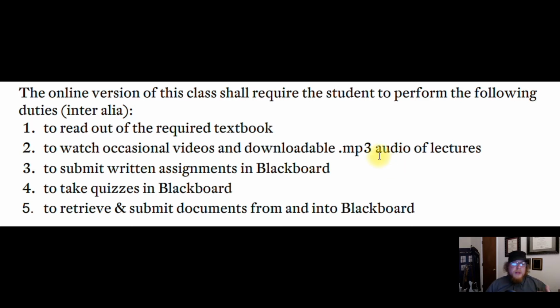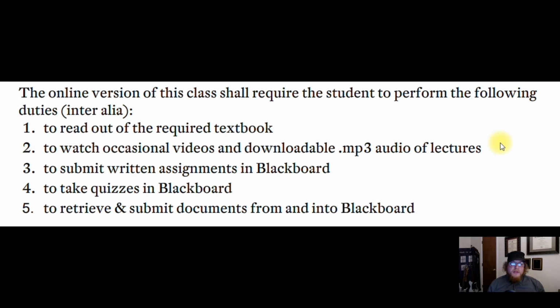Which brings me to the second point. The second thing you have to do is watch occasional videos and downloadable MP3s of lectures. So most of the course is going to be like this, where you're going to be watching a video like you are right now. This is an introductory video, but most of the videos of the course are going to be covering course content that we'll actually be studying together. I will also have some MP3 lectures available as well, some audio recordings of times where I was in an actual in-person class and some times where I went over in-depth texts. Those will be available for you as well.